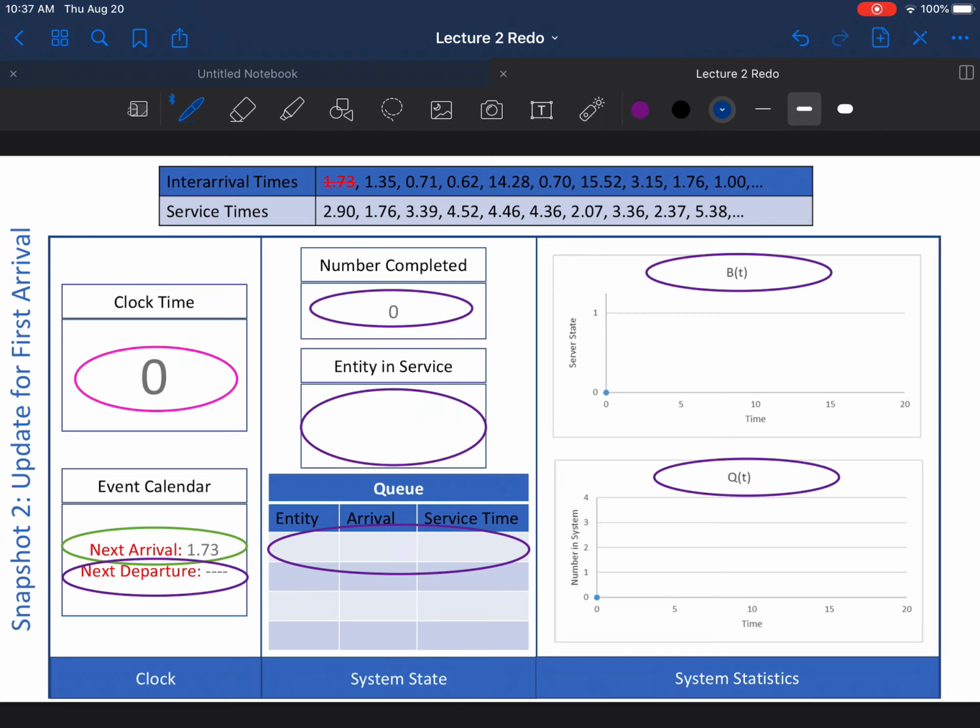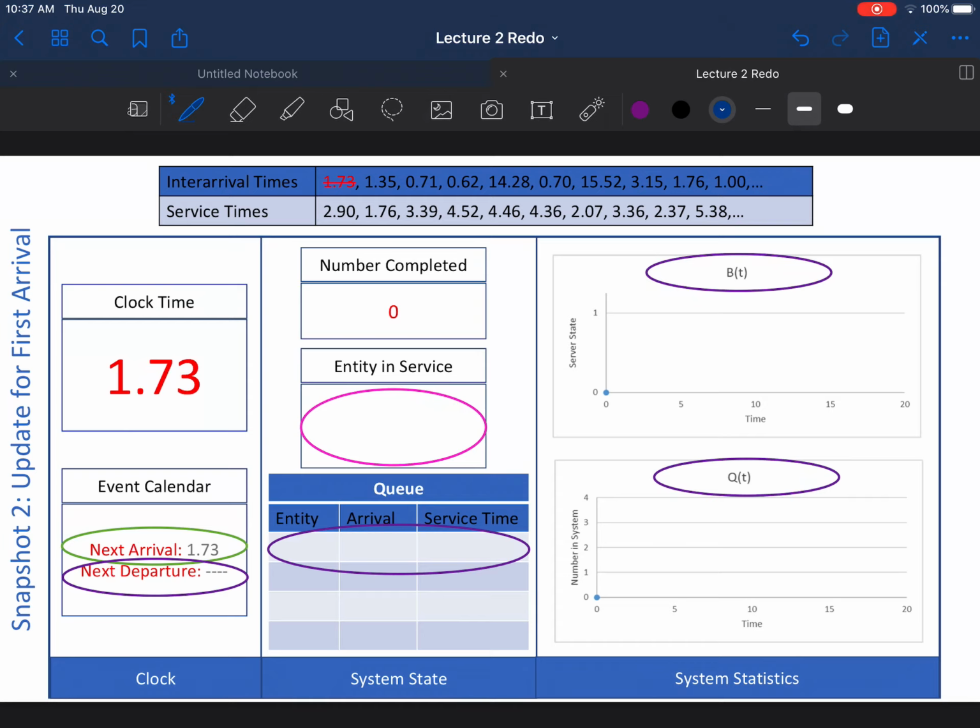The first thing is the clock time, circled in pink now. And of course, the next clock time, as I mentioned before, that we have to consider is 1.73. So that'll be changed. Note that I'm not going to change this 1.73 in the event calendar until I've used that information completely. The next thing, so that clock time is now finished. The next thing we'll change is the number completed. Well, there's 0 completed. This 1.73 is an arrival. It's not a departure. So there's nothing completed, so that stays 0.